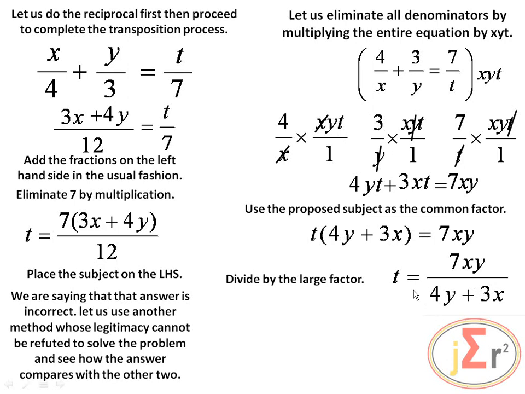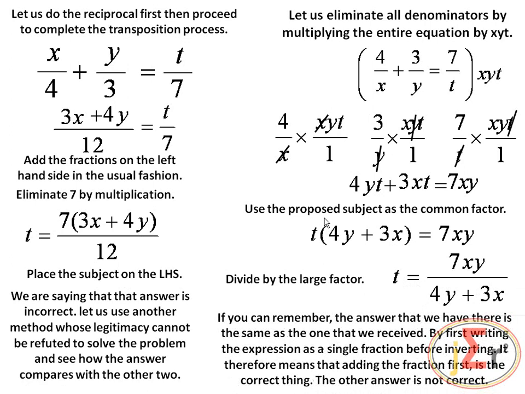Therefore, the other method, which is the one that we use to solve the problem, is also a correct method. This one is definitely an incorrect one. If you can remember, the answer that we have there is the same as the one that we received by first writing the expression as a single fraction before inverting. It therefore means that adding the fraction first is the correct thing. The other answer is not correct, as we said before.